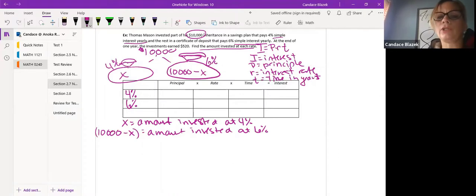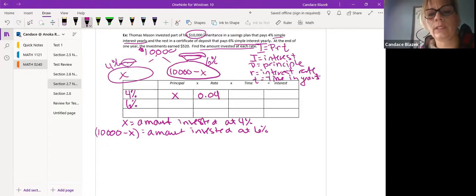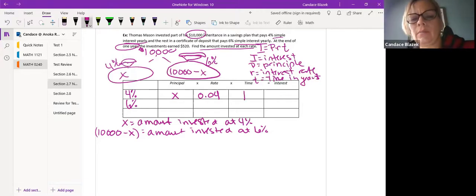So let's fill in the chart. With 4%, we're investing X amount. A 4% investment is 0.04. The time is in years, and it says 1 year. So our time is 1, and it's going to equal the amount of interest. So X times 4/100 times 1, in this case, is 0.04X.